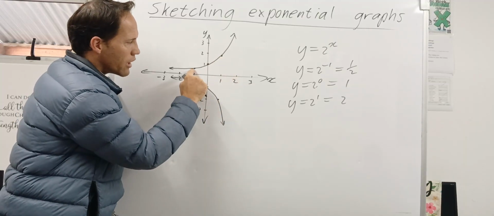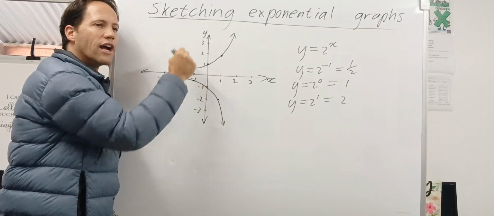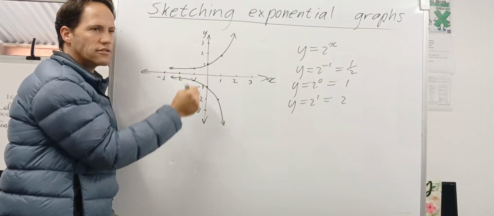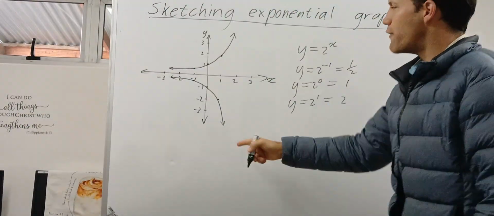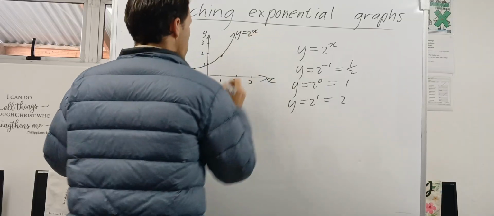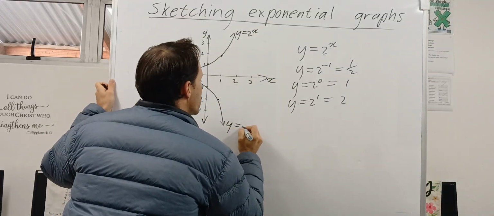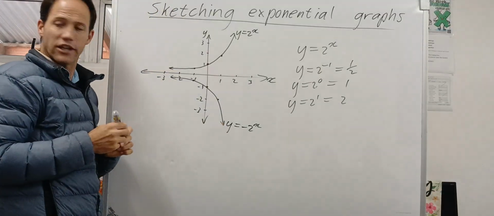The y value there was a half. Now the y value becomes negative half. So all the y values change signs. Okay? So that means by just thinking about it, if this one is y equal to 2 to the power x, this one must be y equal to negative 2 to the power x. Okay, that's your reflection.